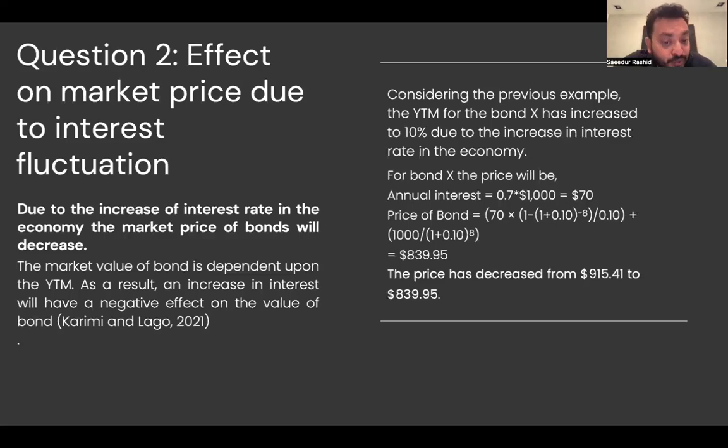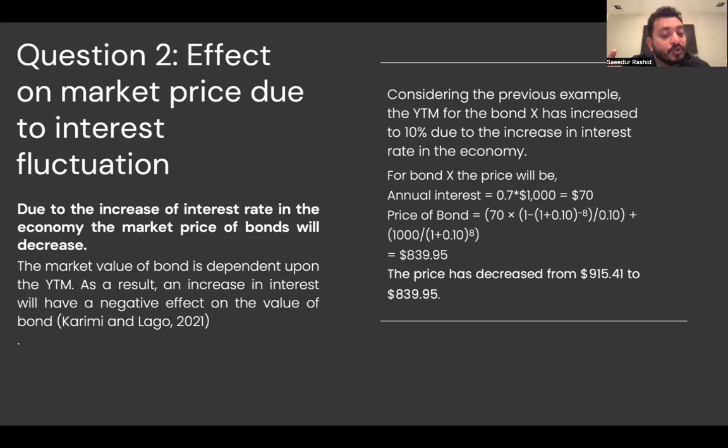Now coming to question 2, the effect on market price due to interest fluctuation. This second question is about the effect on the market price due to interest rate fluctuation in the economy. Considering the previous example, let us assume the YTM for X has increased to 10%.